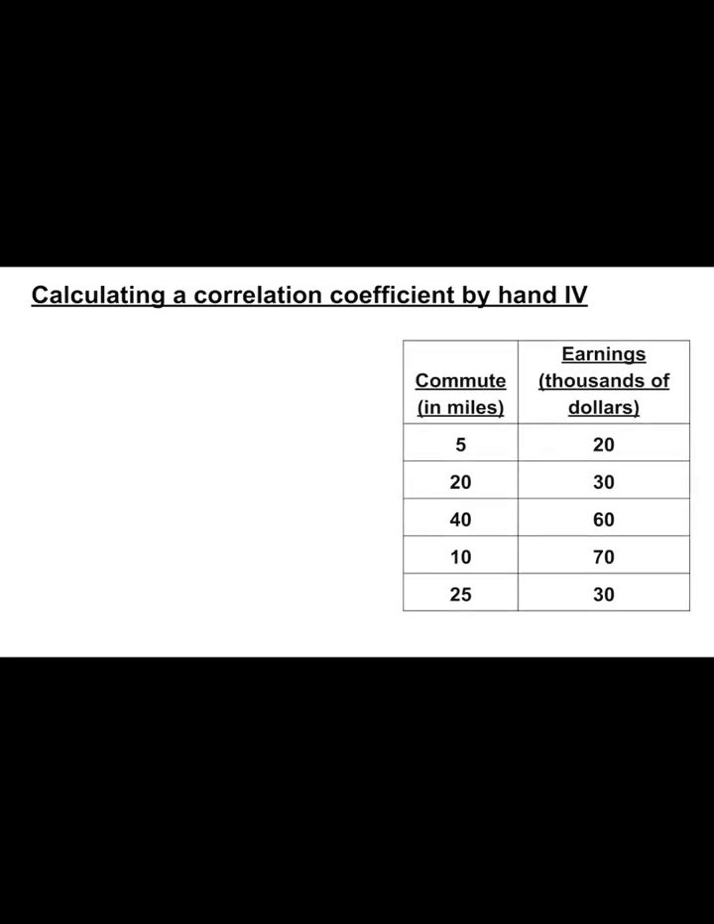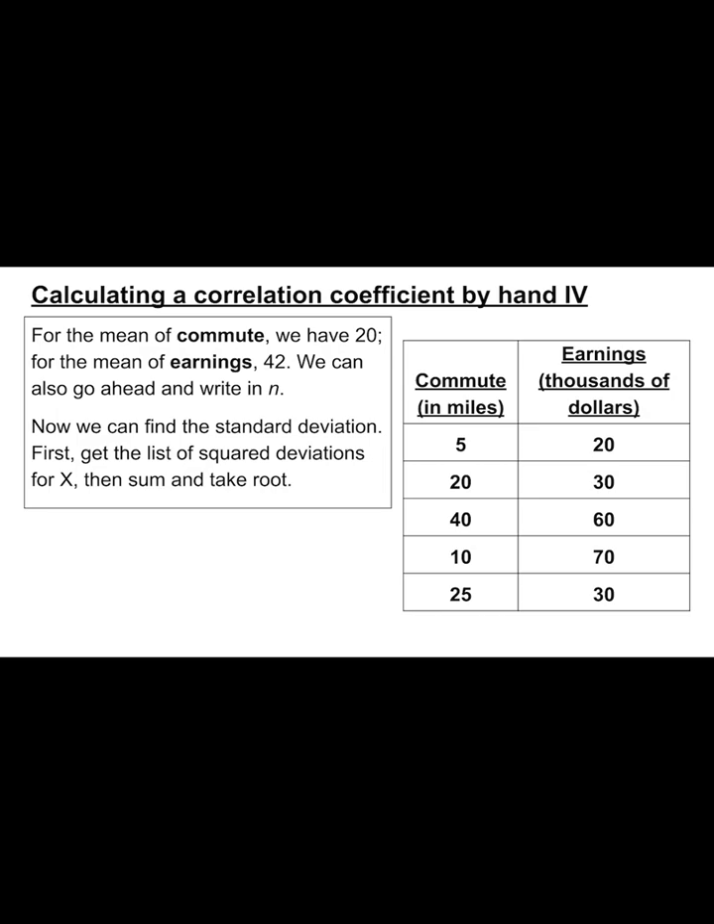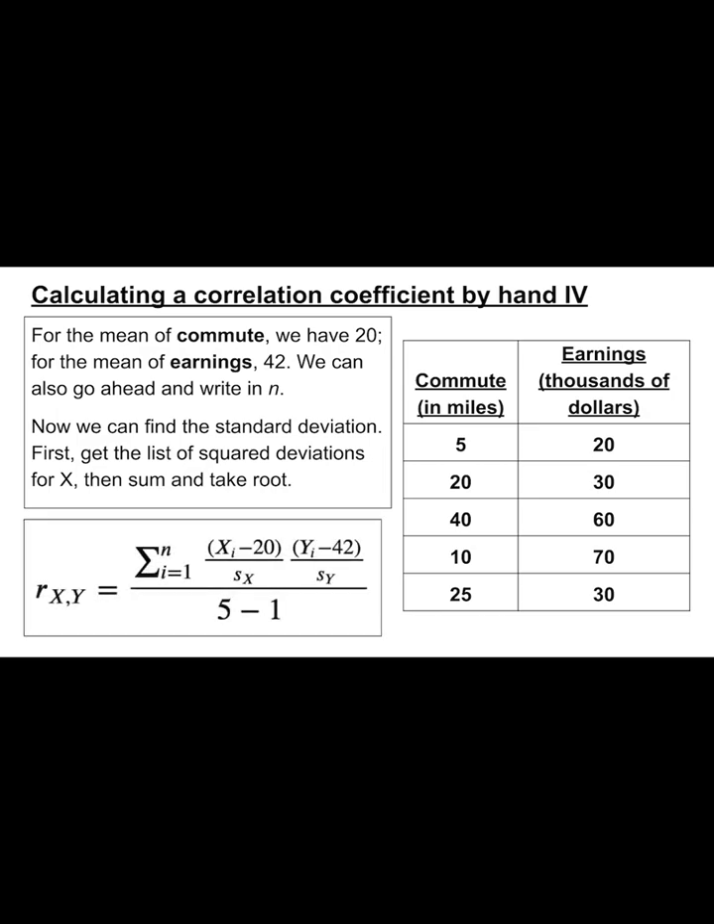So when you do that, what you should get is for the mean of commute, 20, and for the mean of earnings, 42. And then we can also go ahead and write into our formula n. And then our next step is to find the standard deviations. So what you'll want to do in order to do that is to get a list of the squared deviations for x. We practiced this in the last lecture. Then take the sum, right? And then take the root after you divide by n minus 1. I forgot to mention that step there in the notes, so I'll fix that in a second.